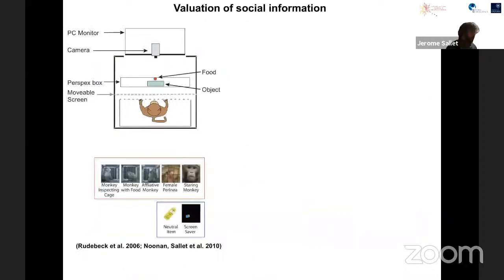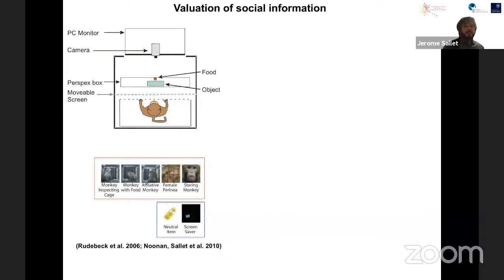So the next approach we used is a neuropsychological approach. So what we try to do is to perturbate, or you try to remote on the social behavior.